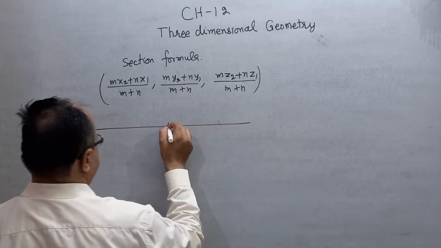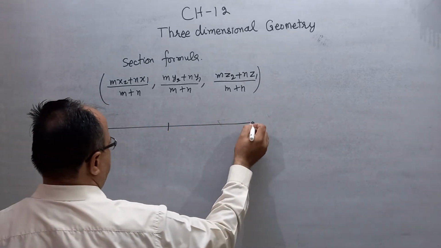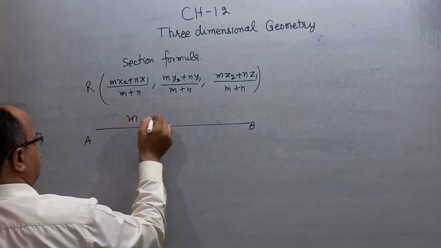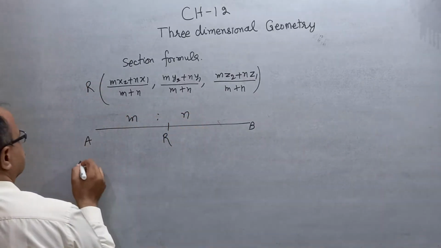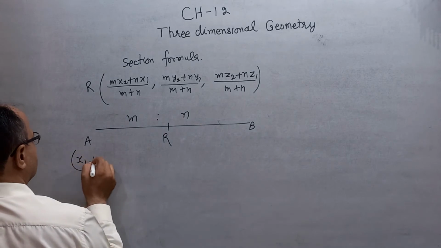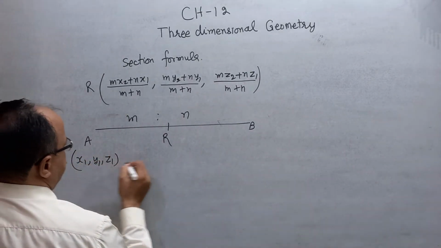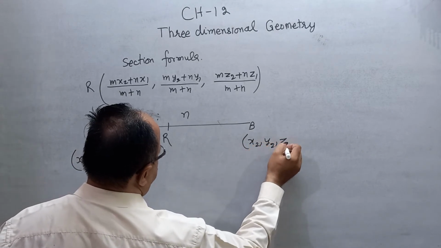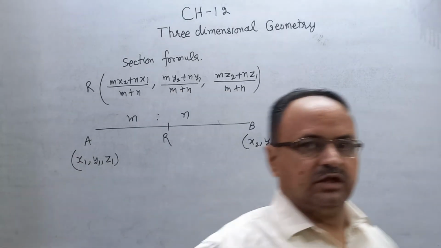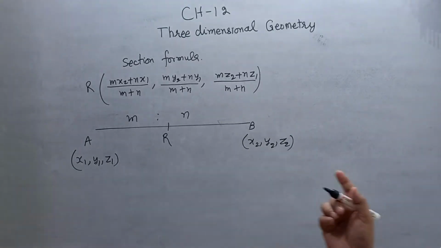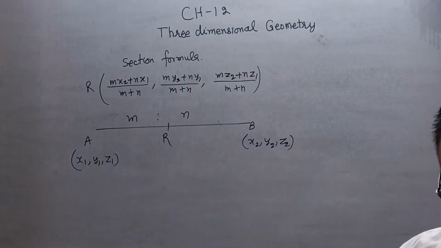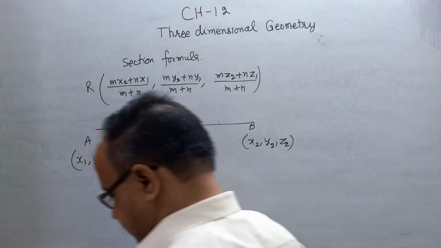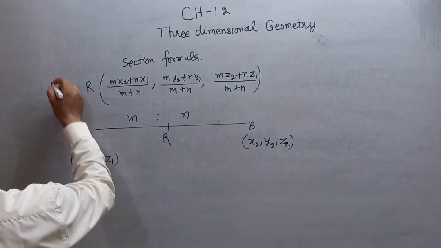Section formula: point A, point B, and this point R divides them in the ratio m is to n internally. The coordinates of this are x1, y1, z1, and this is x2, y2, and z2. You can apply this section formula, right? This is for internal division.